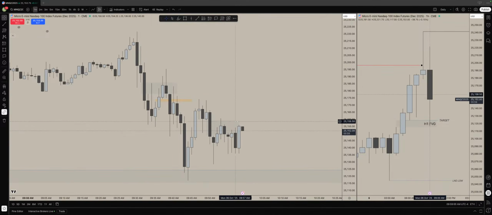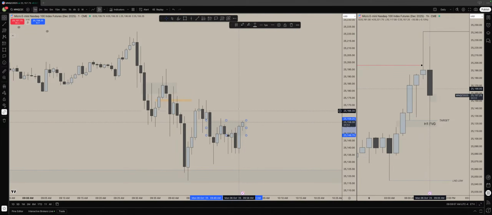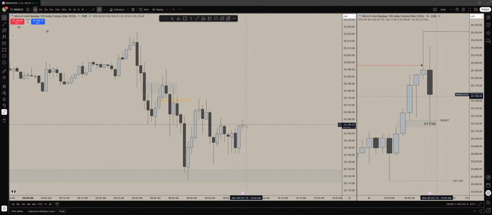Gotta wait till 10 o'clock. I'm not trading until 10 o'clock, so the next candle or so. I won't trade this if we close above, that doesn't make any sense. I'm just going to be patient and wait for price to do what it needs to do.